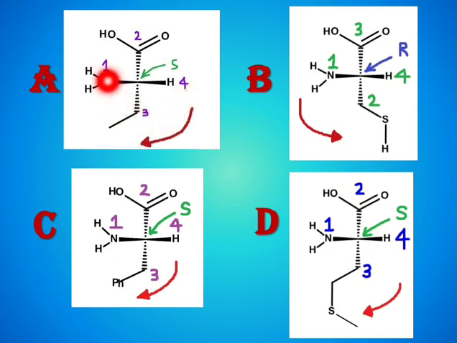Now on moving from 1 to 2 to 3, you can see it is clockwise direction, but you can also see that the fourth priority group is on the vertical. Whenever the fourth priority group is on the vertical bond or the wedge bond, the direction is opposite. That is, if it is clockwise, the configuration is S and not R.